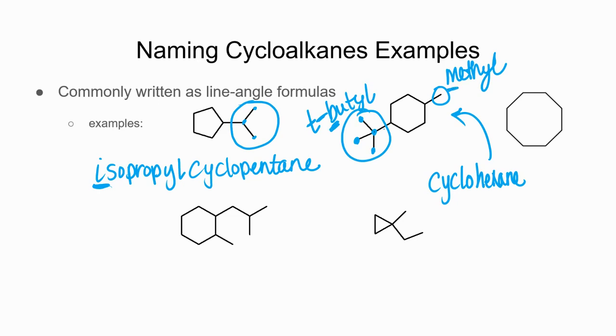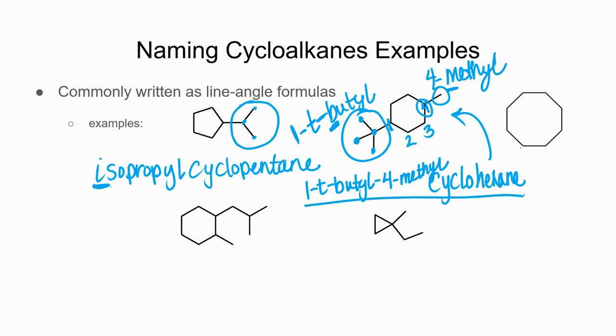Since butyl is going to come first, let's give it the 1. So it's going to be a 1 and a 4 in either direction. So let's give butyl the 1 and methyl the 4. And then we end up with 1-T-butyl-4-methyl. Running out of room a little bit. I don't have to have a space there. 1-T-butyl-4-methylcyclohexane.